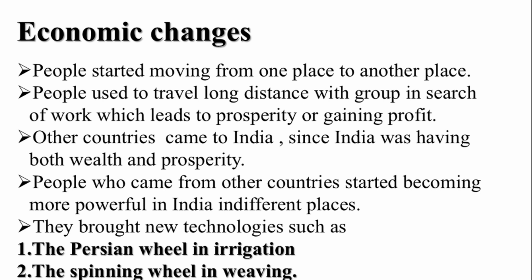People started moving from one place to another place. We have already seen this in the migration chapter of class 6. We have already studied that when people started moving from one place to another, it is called migration. In the same way, economic changes take place. One of the reasons is people moving from one place to another, so this kind of development and economic changes started taking place.